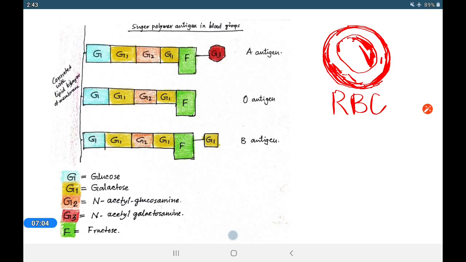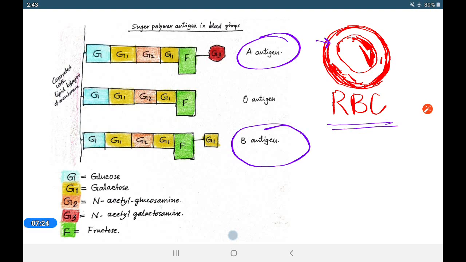So normally we say A group, B group, AB group. Actually, what is that? RBC, red blood corpuscles, contain some antigens on their surface. So antigen A and antigen B, those names are given, and here antigen O, antigen O is also there.